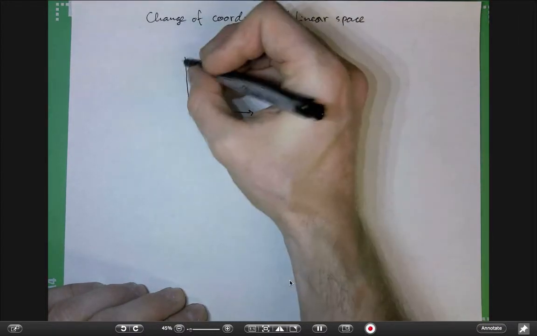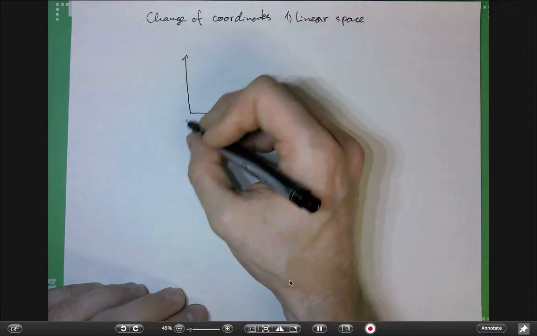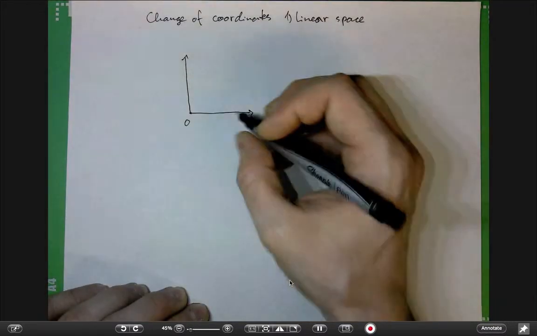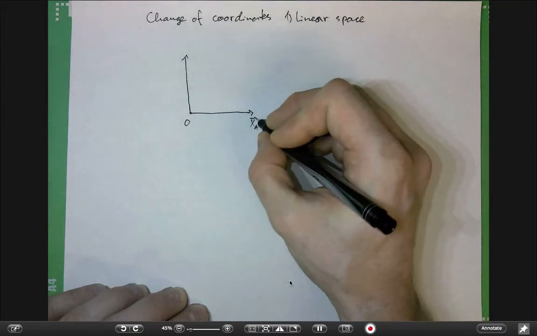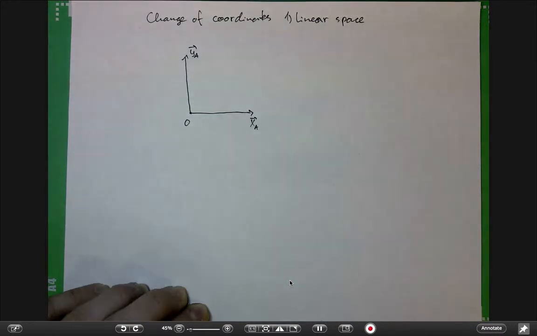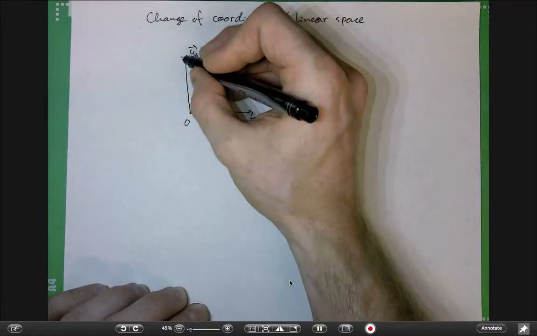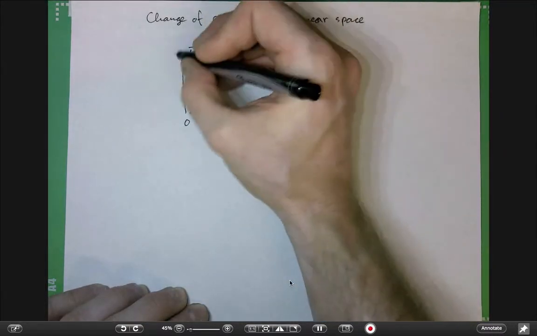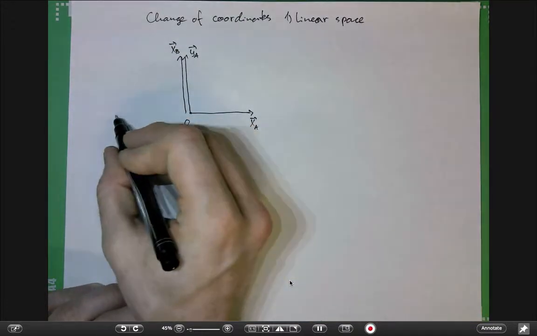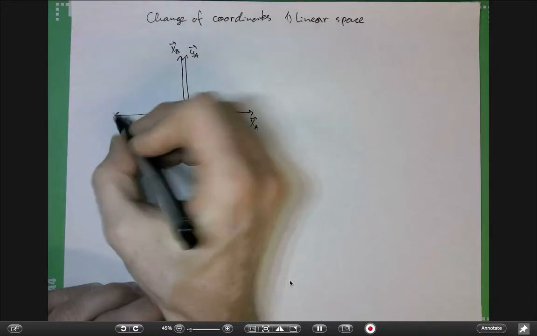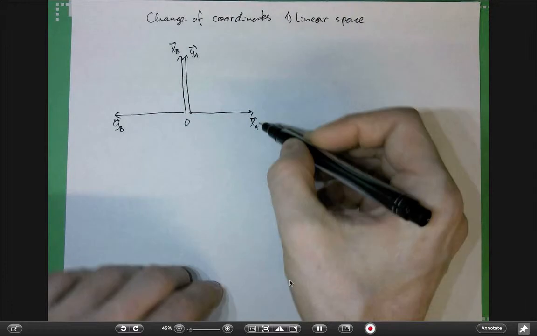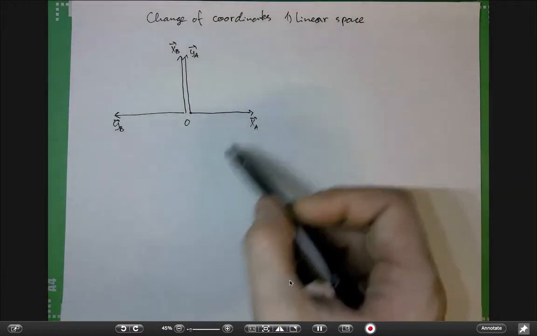So I'm in a linear space, so I have my 0 here. That's the origin of everything in the linear space. And this is one set of basis vectors. So that's vector xa, ya. And let's say I have another basis, which looks like this. This would be my basis b. This would be vector xb, and here I would have vector yb.